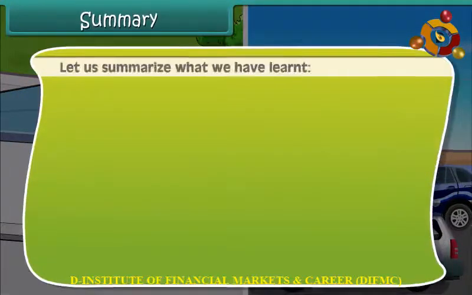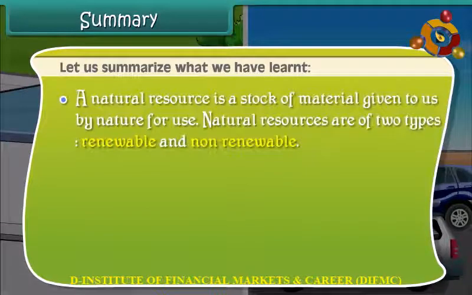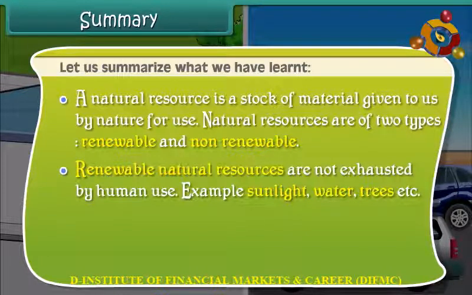Let us summarize what we have learned. A natural resource is a stock of material given to us by nature for use. Natural resources are of two types, renewable and non-renewable. Renewable natural resources are not exhausted by human use. Example, sunlight, water, trees, etc.